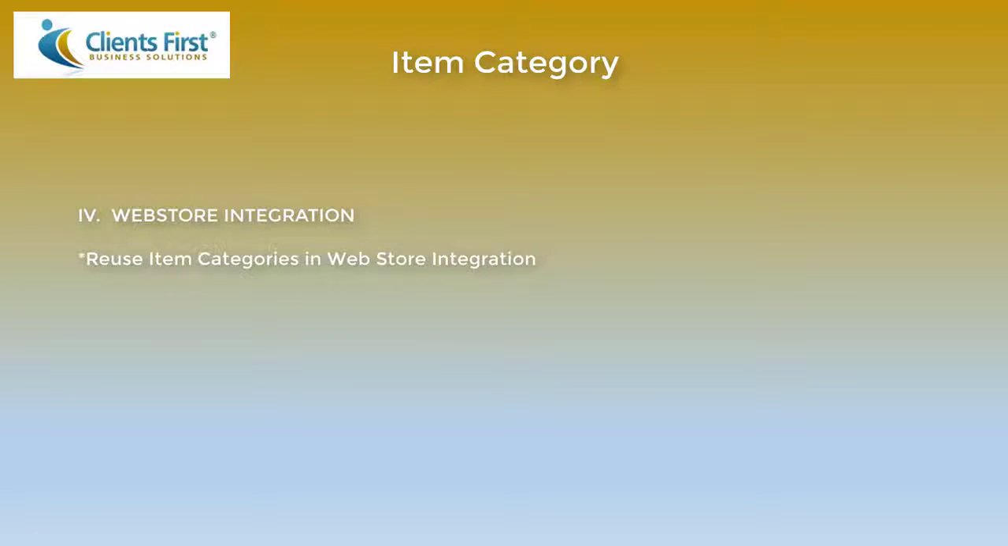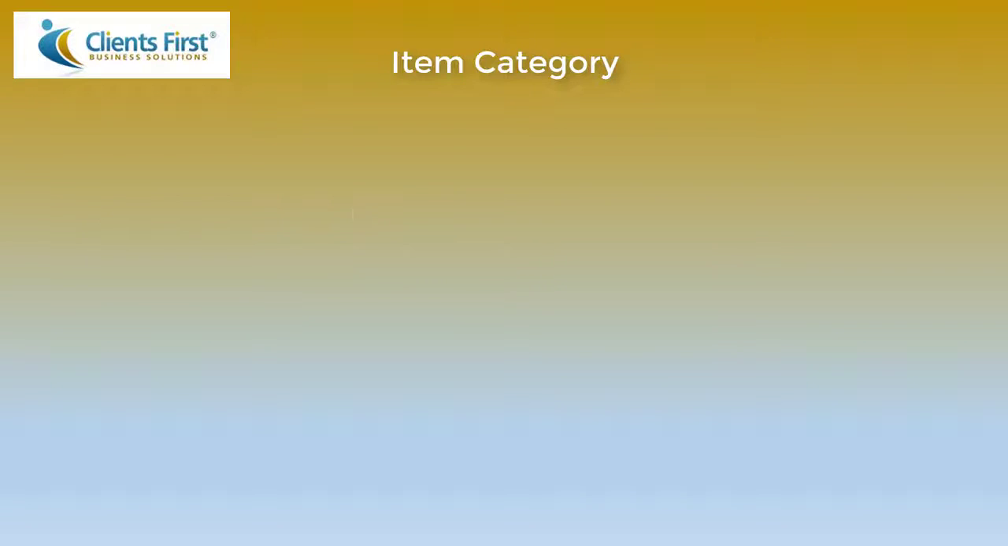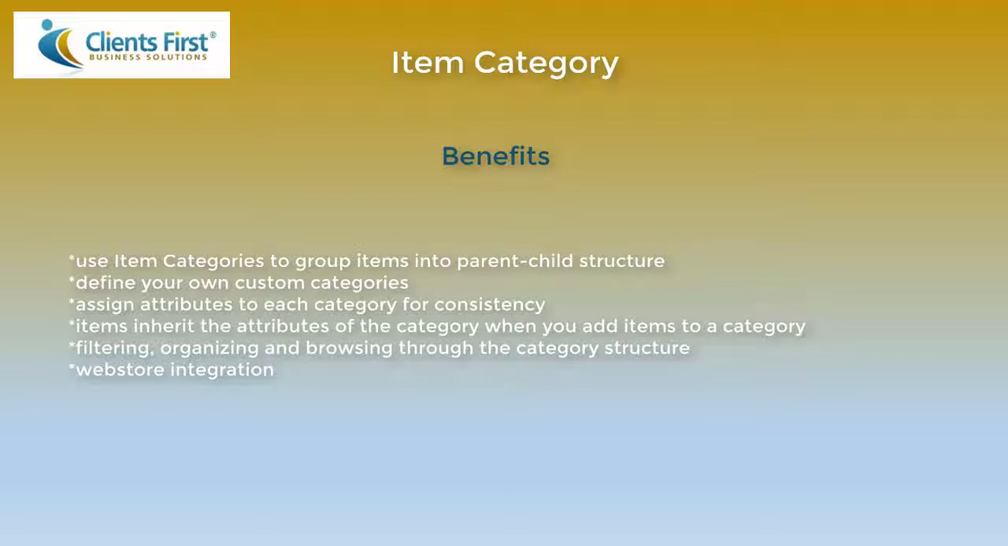Web store integration will drive data on items in the shop in alignment with attributes and Navision clients. You will be able to reuse item categories and web stores. In summary, these are the benefits and why you should consider using this new functionality, item category, in Navision 2017.